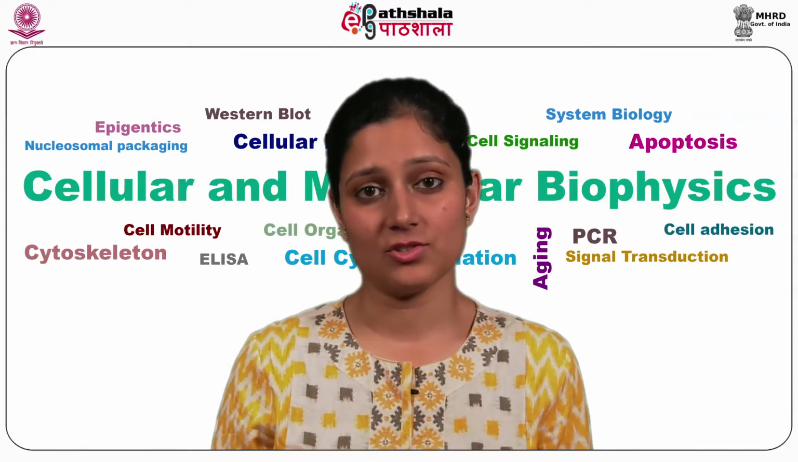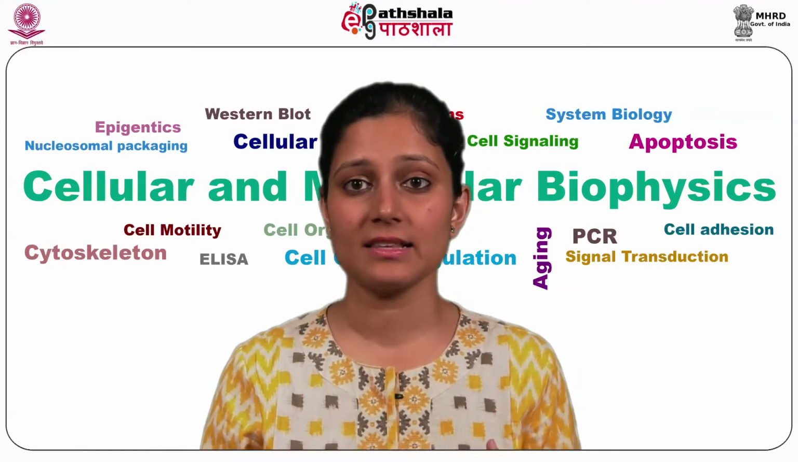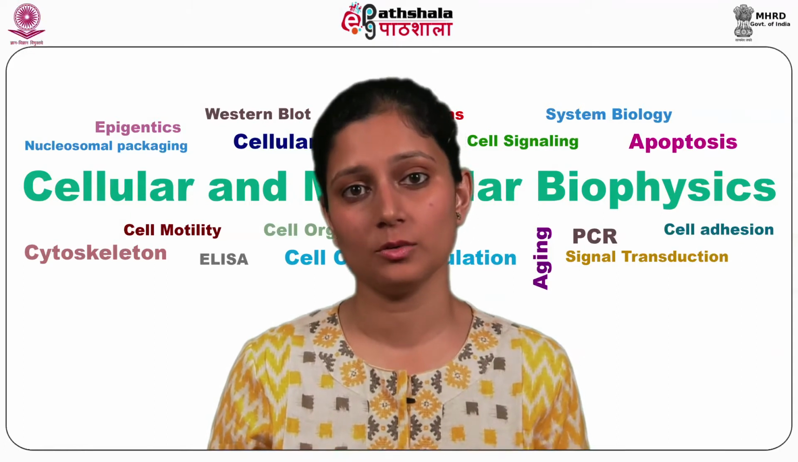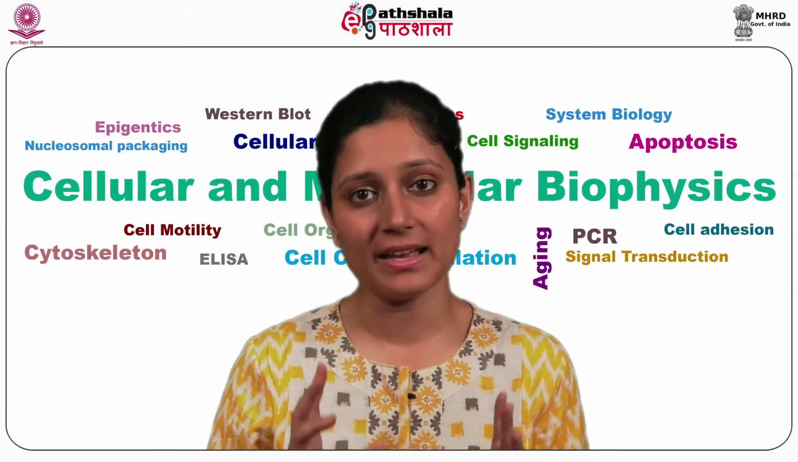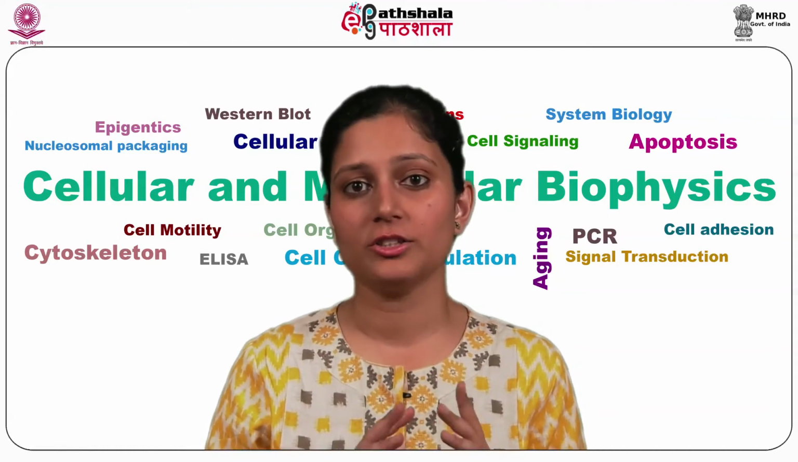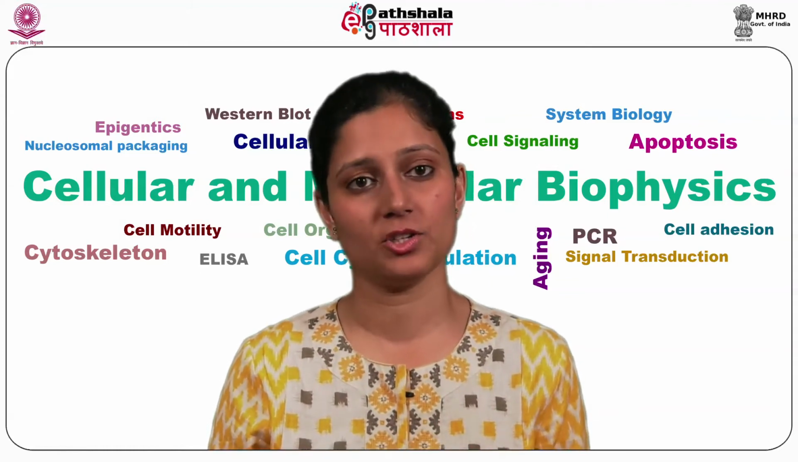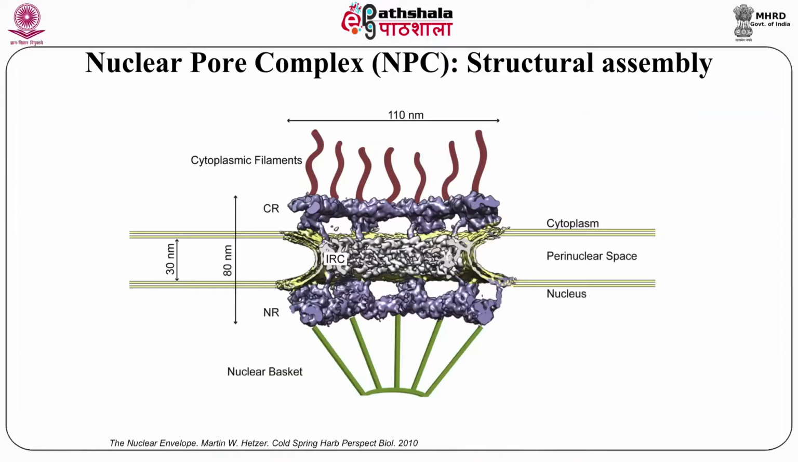The nuclear extensions, which extend 60 nanometer into the nucleus, are linked by a distal ring to form a basket-like structure called the nuclear basket, which can be appreciated in green color here. Between cytoplasmic and nuclear rings is the vertical structure called central framework. This central framework harbors the central transport channel that accommodates all active transport across NPC.